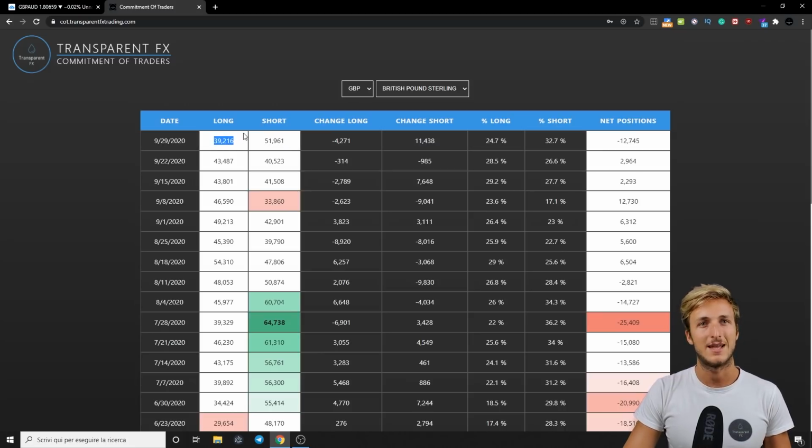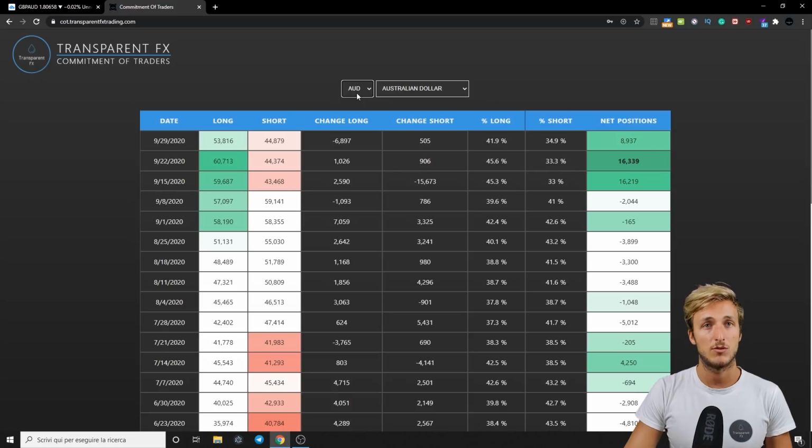So definitely that is not good, because it means that the pound is very bearish. And at the same time, if we go and see what we have from an AUD perspective, we can see that also the AUD is very weak. In fact, we went from 16 to 8.9K net positions, so cut in half, with 500 shorts getting added with the last report and 6.8K longs getting closed.